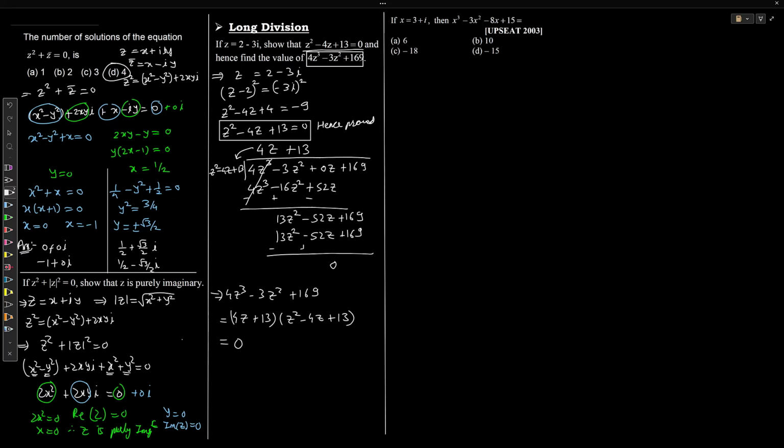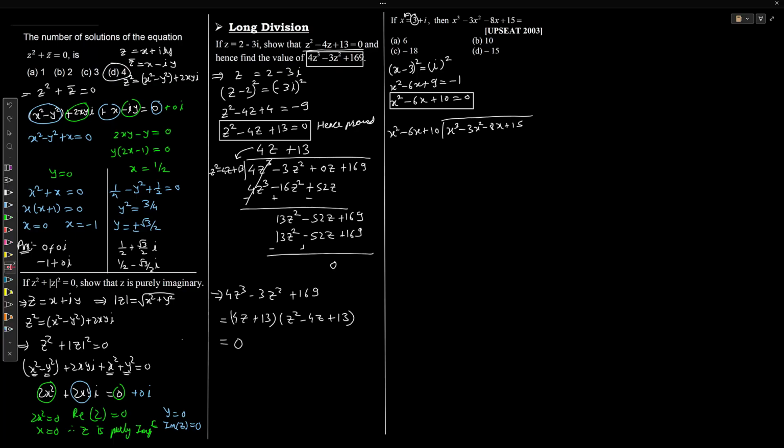Your first step must be: move the real part on the left side. So we'll get x minus 3 equal to i. And then square on both sides. So we'll get x square minus 6x plus 9 is equal to minus 1. Or we can say we'll get x square minus 6x plus 10 equal to 0. Done? Now we will divide your given polynomial by this polynomial.